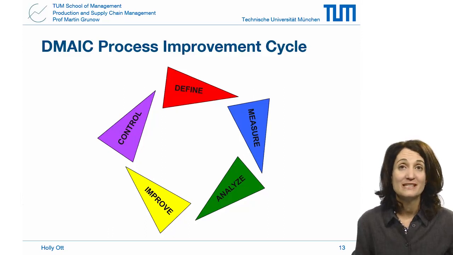The Six Sigma system recommends a 5-step problem-solving methodology, or 5-step roadmap, for organizations that want to become a Six Sigma organization. This process improvement cycle uses the sequence define, measure, analyze, improve, and control, which is abbreviated as DMAIC.